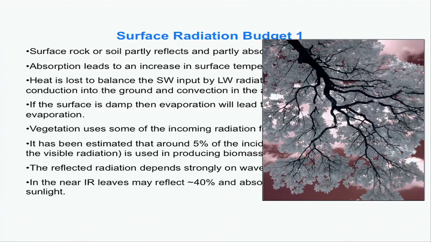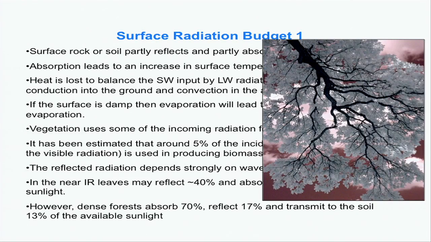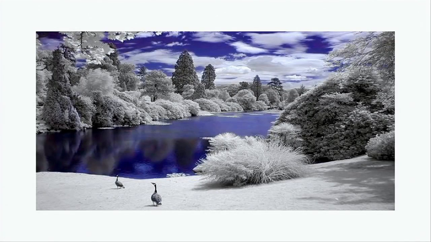However, very dense forests tend to absorb quite strongly, about 70% of the radiation. They only reflect about 17%, as we mentioned, because overall they have a very low albedo. It really depends upon the density of the vegetation and what we call the leaf area index. So they reflect about 17%, very small, and they transmit to the soil about 30% through to the undergrowth, which is why ecosystems underneath these big tropical forests, for example, have evolved to adapt to these quite low light levels. And indeed, if you were to view the planet in the infrared, it would look very different.